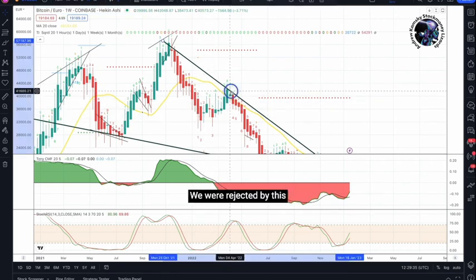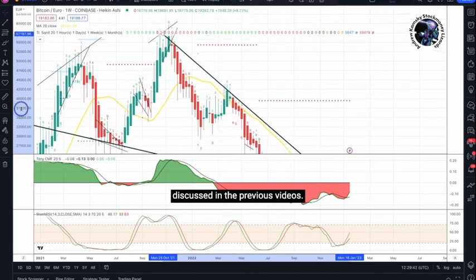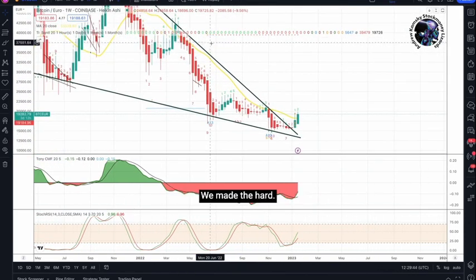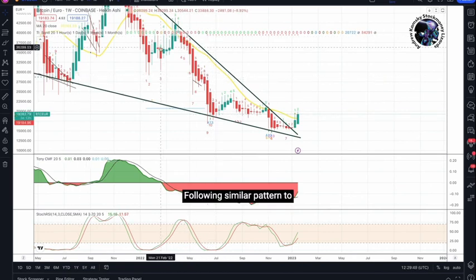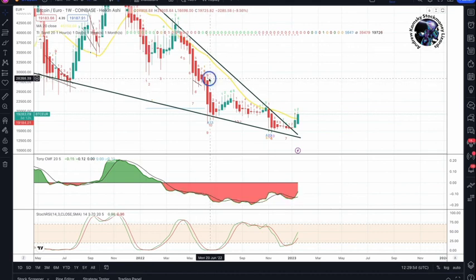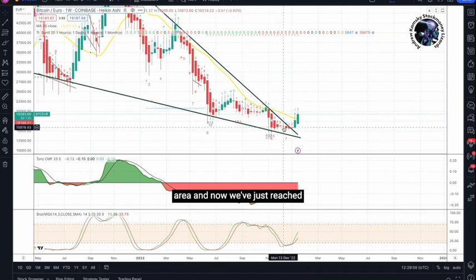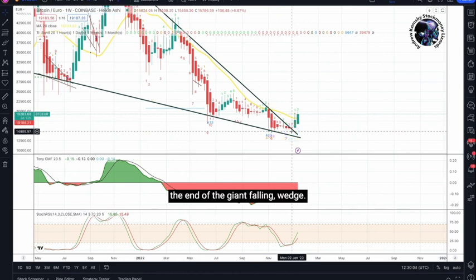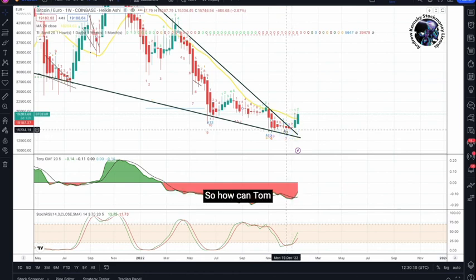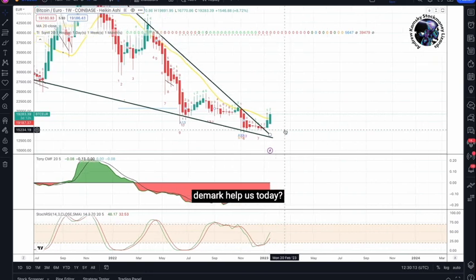But what we did get for a number of weeks is consolidation in this area. We were rejected by this resistance line of this giant falling wedge, which we discussed in the previous videos. We made a hard downward move following a similar pattern to the previous downward move, hitting a 9, consolidating at this area, and now we've just reached a level which is coming close to the end of the giant falling wedge. So how can DeMark help us today?